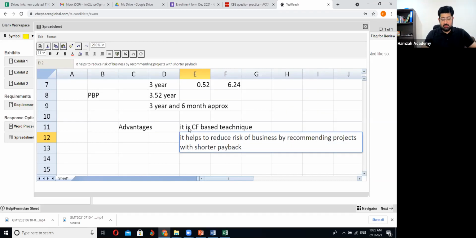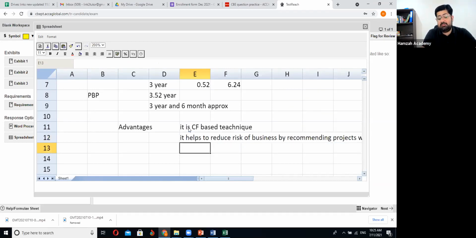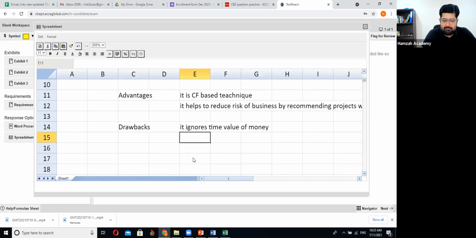Now, students, but it has some drawbacks as well. Very critical drawbacks it has. Now, drawbacks. First is the same, it ignores time value of money. Time value of money is ignored.